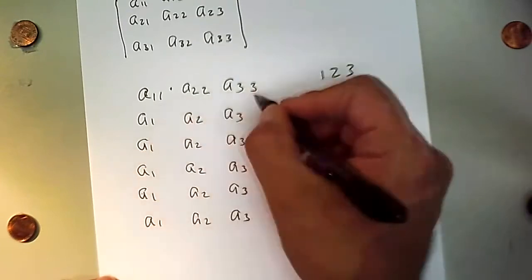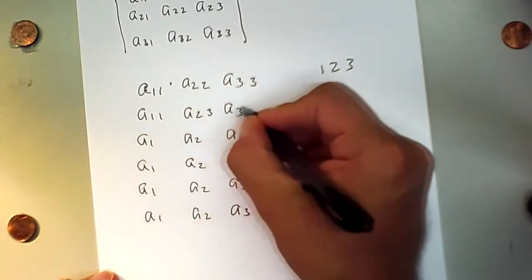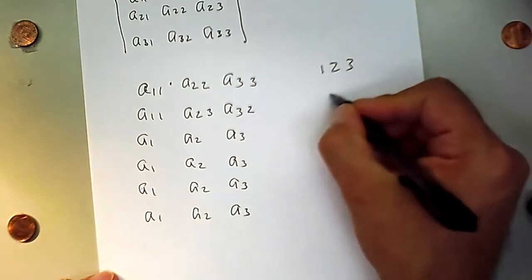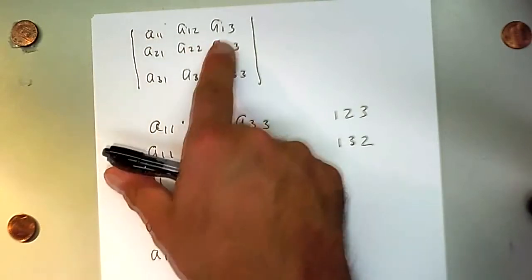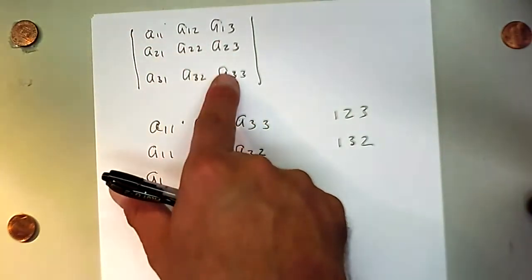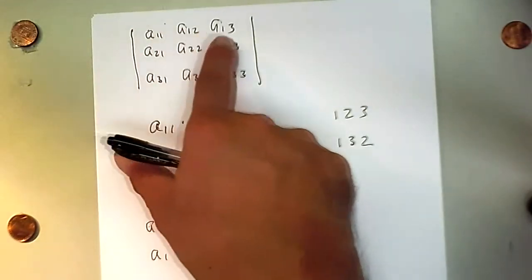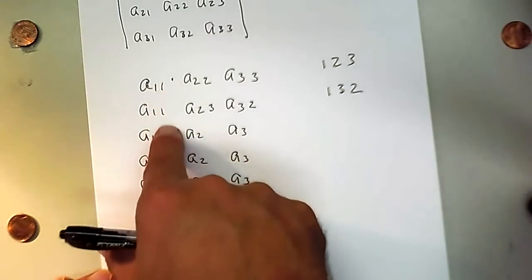Then we're going to change the permutation. There are 6 of them. 1, 3, 2. So this guy and this guy are going to be multiplied together. So first we started 1, 2, 3, then 1, 3, 2. Then we finish up the ones that start with 1.